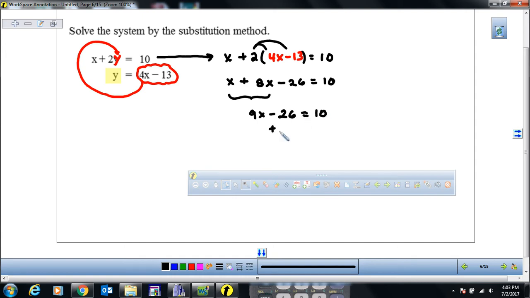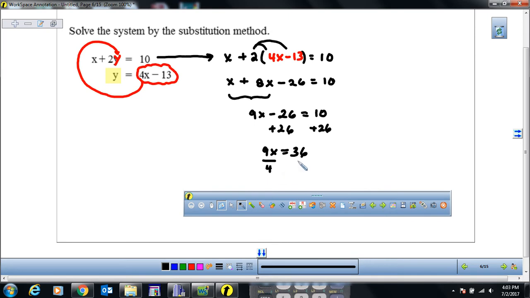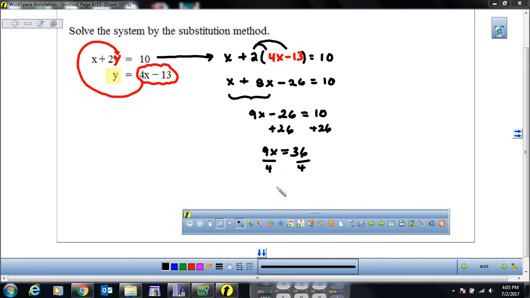Then we can add 26 to both sides to leave the x by itself. So that gives me 9x equals 36. And then we divide both sides by 9. So x is equal to 4.